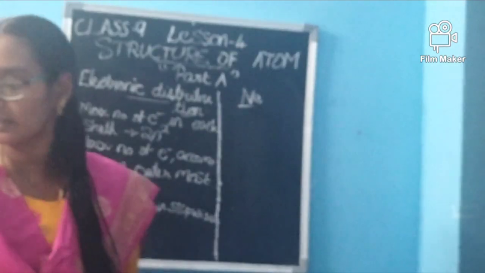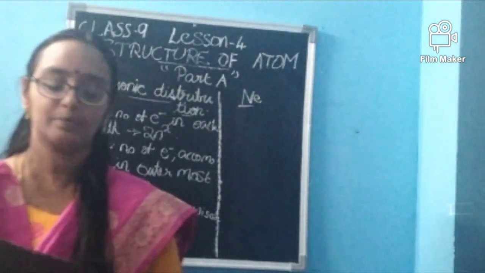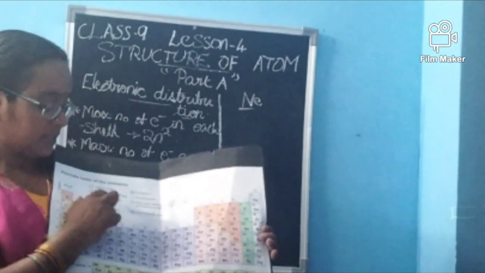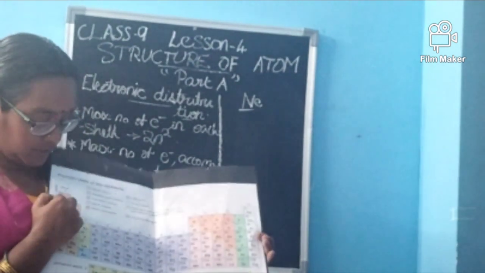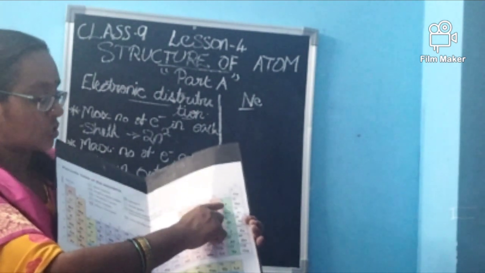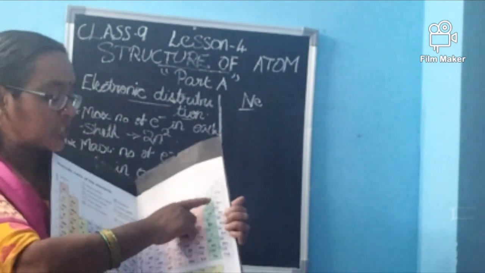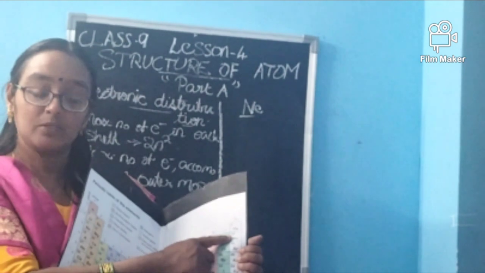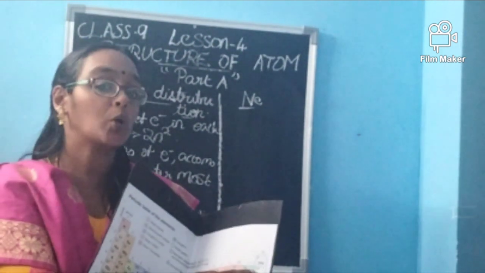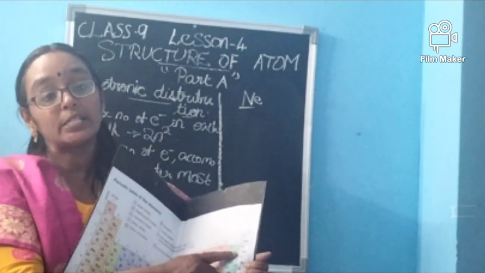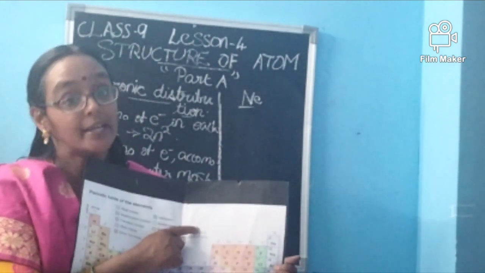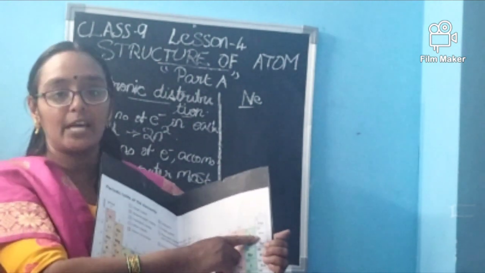How many electrons are there in neon? Where is the periodic table? See this, this is the periodic table. Here: hydrogen, helium, lithium, beryllium, boron, carbon, nitrogen, oxygen, fluorine, neon. The atomic number is 10, which means the number of protons is 10. So how many electrons will it be? 10. Because if the atom is stable, the number of protons and electrons should be the same. That's why neon has 10.